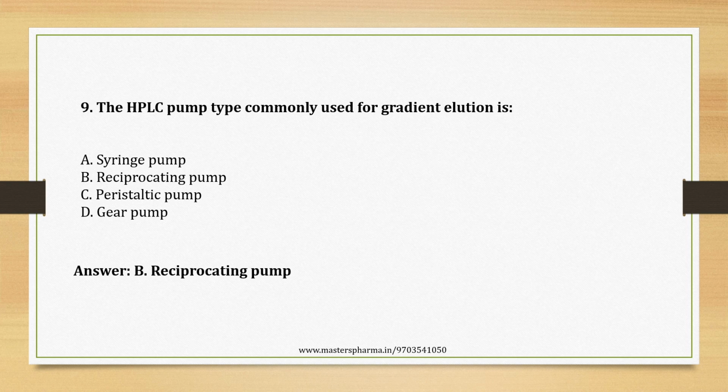Option C, peristaltic pump. It cannot deliver high pressure flow, and it is pulsed and noisy, so it is not suitable for HPLC. Option D, gear pump. It gives constant flow but has low pressure capability, not suitable for high performance columns. So the correct option is reciprocating pump.